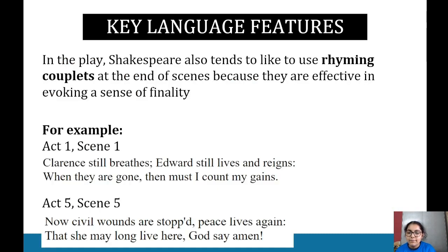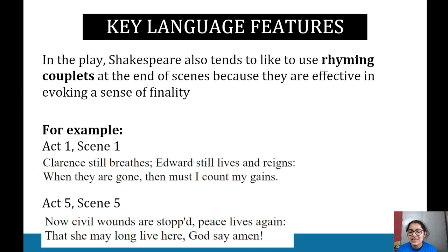So in the play, Shakespeare also likes using rhyming couplets at the end of the sentence because they effectively evoke that sense of finality. So in Act 1, Scene 1, he says, "Clarence still breathes, Edward still lives and reigns. When they're gone, then I must count my gains." Like that finality, that evil sort of, he's the evil villain line.